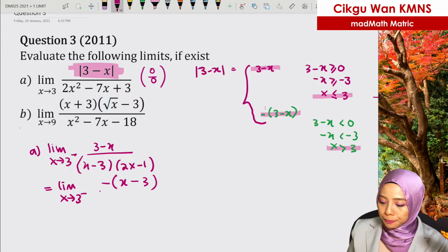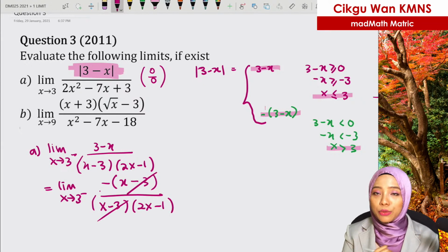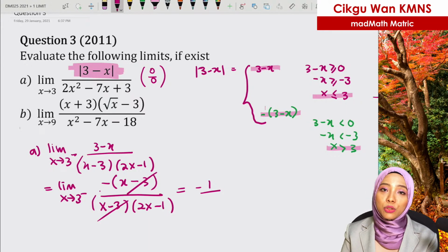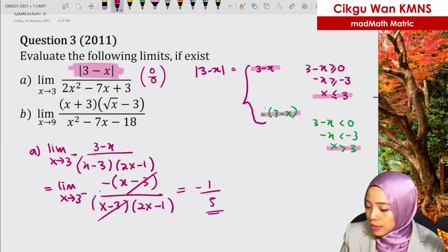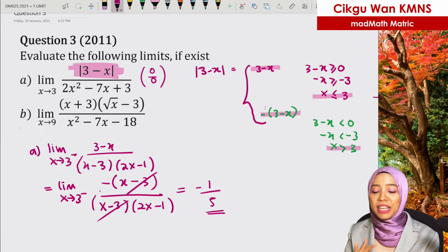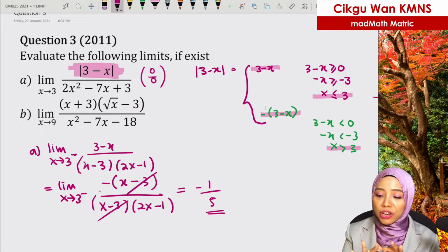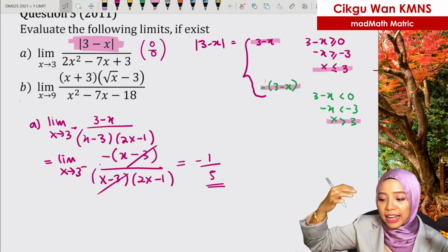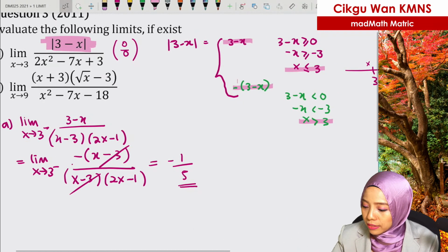Over x minus 3 times 2x minus 1. And then you cancel out, it gives you negative 1. You substitute 3. 3 times 2, 6. 6 minus 1, 5. So for the limit as x approaches 3 from the left, you get negative 1 over 5. You have not yet calculated when x approaches 3 from the right. So now we are doing that.